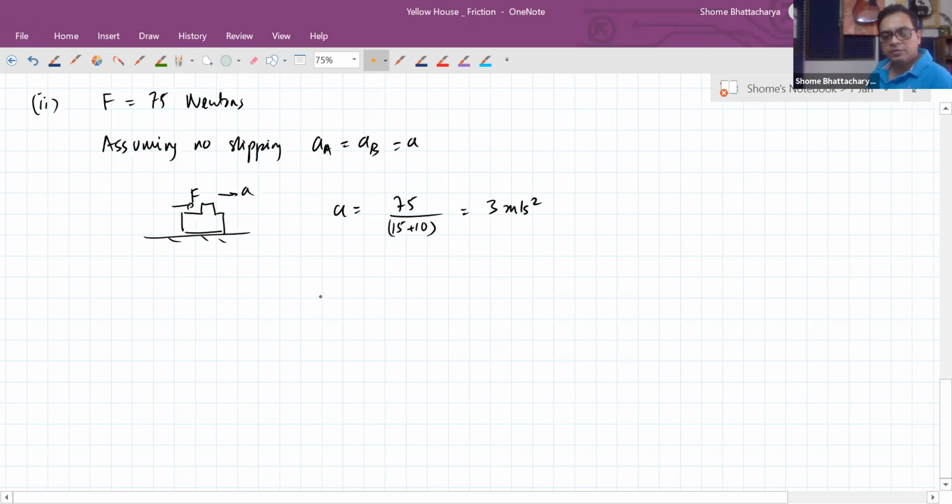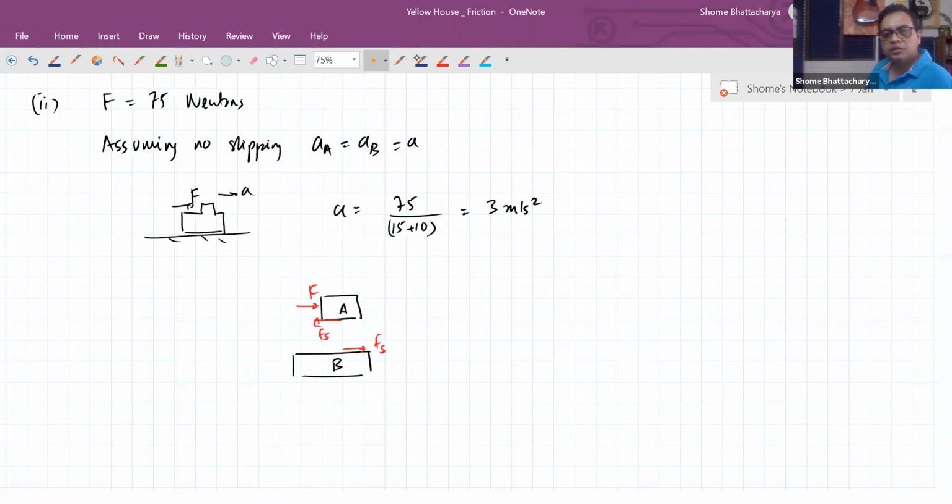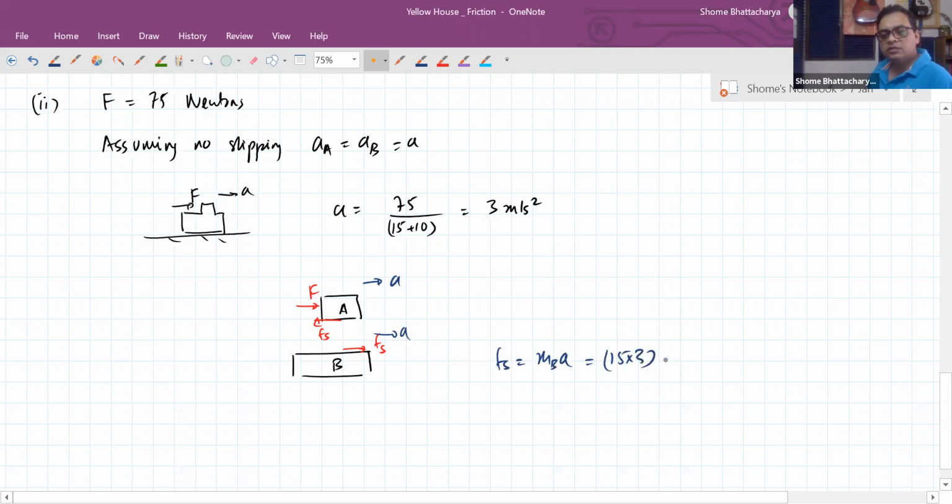Now you make the free body diagram of the individual blocks. So more importantly for B, there'll be friction like this. We're applying the force to A. So for B, you can see the friction required is 15 kg into 3, 45 newtons. Now the moment you look at this value of 45 newtons, you know that this is not possible because maximum static friction available for us was mu n1, which was only equal to 30 newtons.